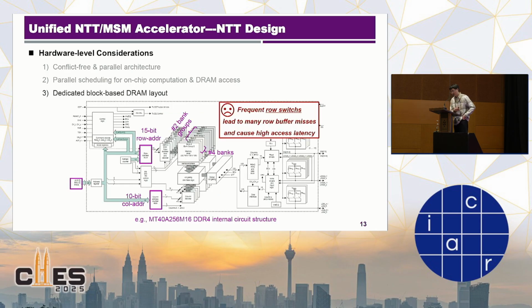Okay, this figure gives the internal circuit structure of DDR4, which consists of 2 bank groups. And each bank group contains 4 banks. And each bank can be accessed by the row and column addresses. So if we simply store the matrix in DRAM row by row, it may incur large strides when accessing the columns of the matrix, thereby leading to frequent row buffer misses and causing high access latency.